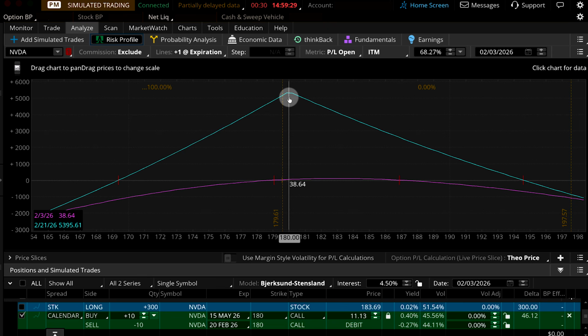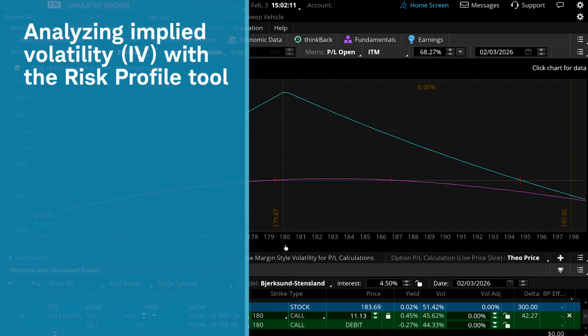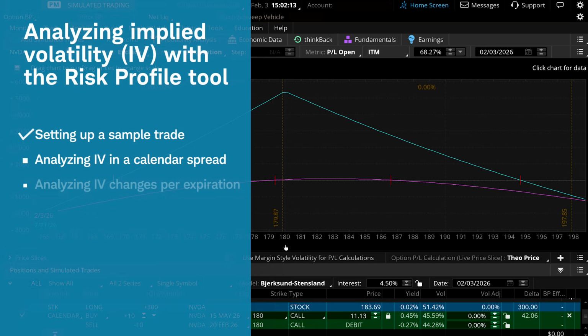So ideally what we're looking for here, because we are long the further out month, an increase in implied volatility is going to be helping us, but we're generally going to want to be staying at the strike price of 180 for us to realize our max profit. So here we were looking at profit potential based on today's date versus our short leg expiring.